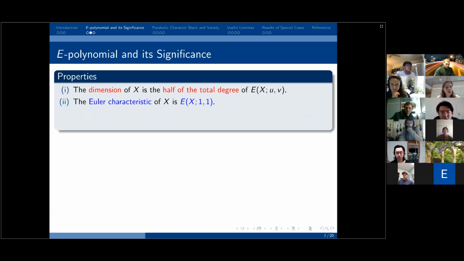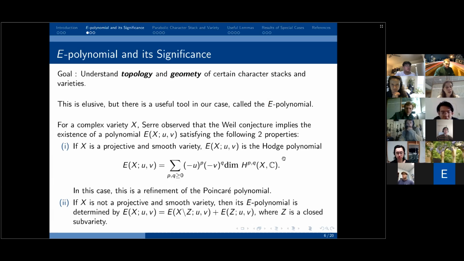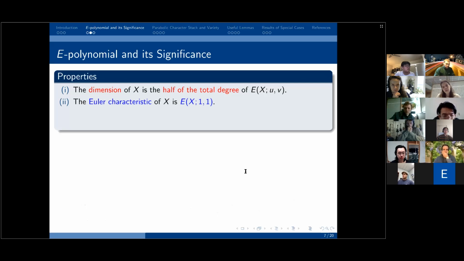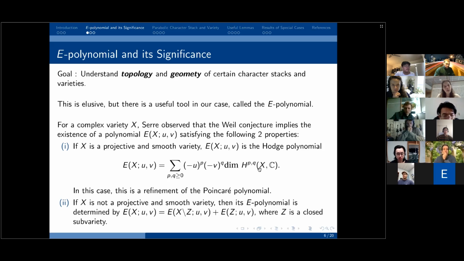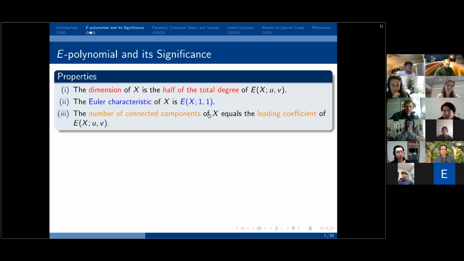I think that this E-polynomial is defined like this from cohomology. So this H^{p,q} means the cohomology from H0, H1, through the decomposition. So I think the highest degree means its dimension. And sorry, I don't know for all the characteristics, but its dimension might mean the number of connected components. And yeah, I don't know the full proof of these three properties. Sorry.